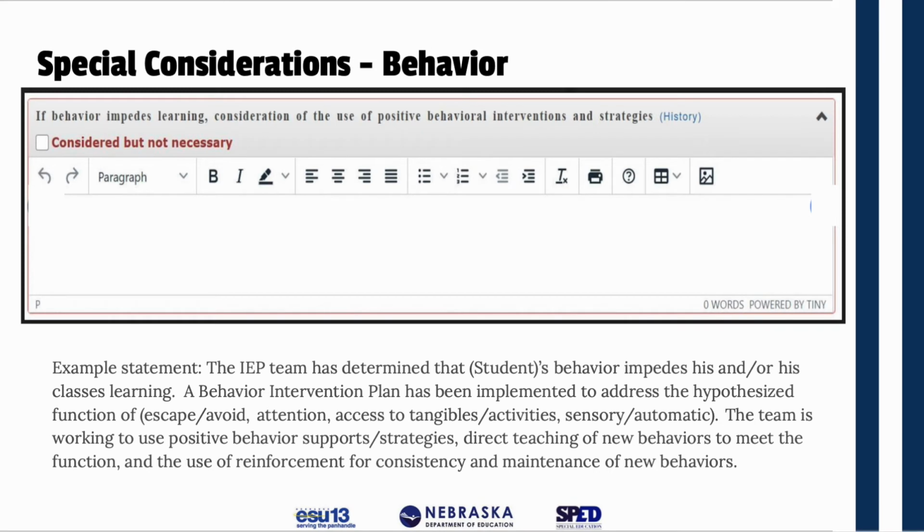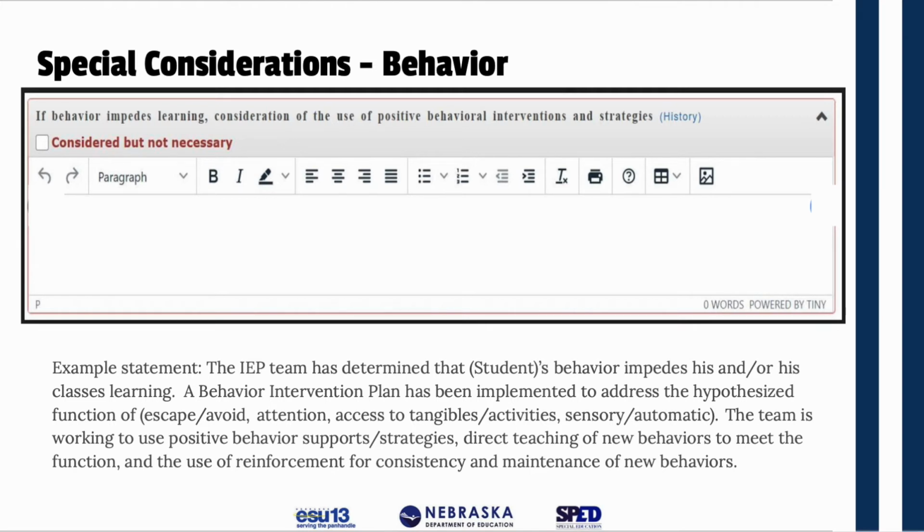Special consideration specific to behavior. This is the box that says if behavior impedes learning, consideration of the use of positive behavior interventions and strategies. So we want to leave this box blank. The box says considered but not necessary. Well, for our student, it is necessary. And so we are going to put information into this box that describes how our student's behavior does impede learning.